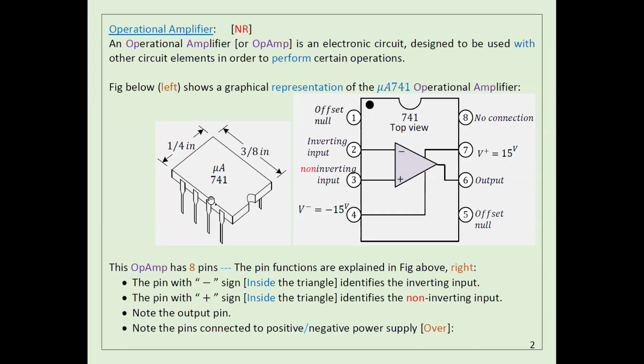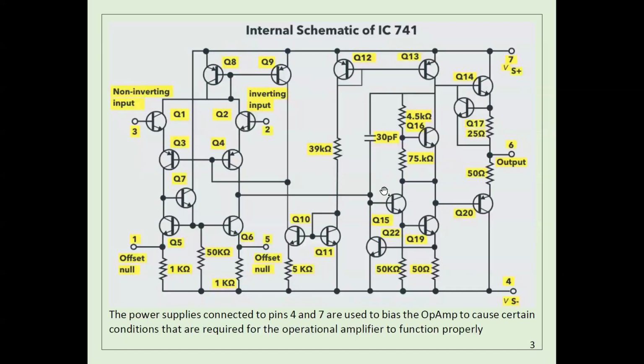So here, this is an eight pin integrated circuit. Okay, it's 741, this is the number of it. It has eight pins, as you see here. If you look, this is how it is made. So too many transistors, but we don't care about how it is made. I just want to show you how it looks from inside. It has too many transistors this way, okay?